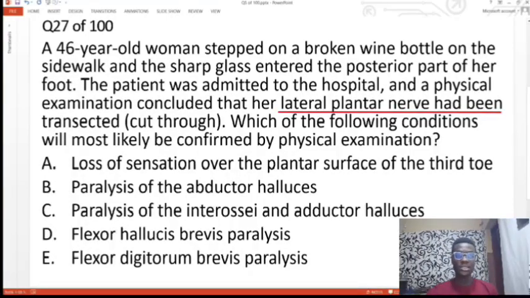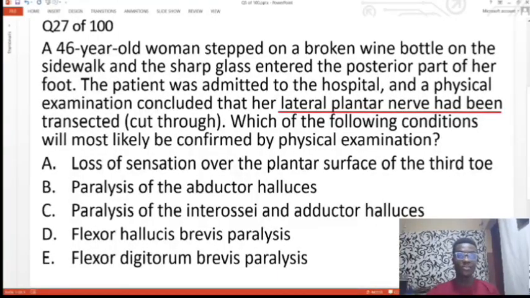So in the first layer, the medial plantar nerve innervates 2 muscles. In the second layer, it innervates 1 muscle. And in the third layer, it innervates 1 muscle. This is 2, 1, 1. And it does not innervate any of the muscles in the fourth layer.